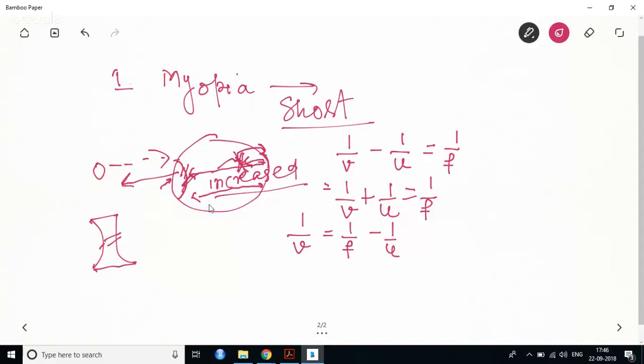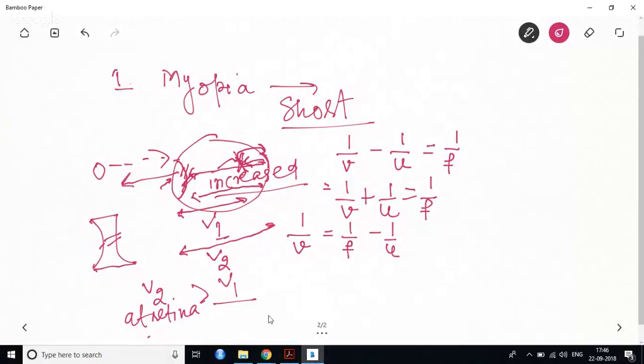So what has been happening? Finally my image is getting formed at v1 distance, and I have to increase it to the retina. It means that I have to increase v1 to v2. It means that v2, which is at the retina, should be greater than v1 where it is actually getting formed. So I have to increase this v. If v is increasing, then 1 by v will go down.